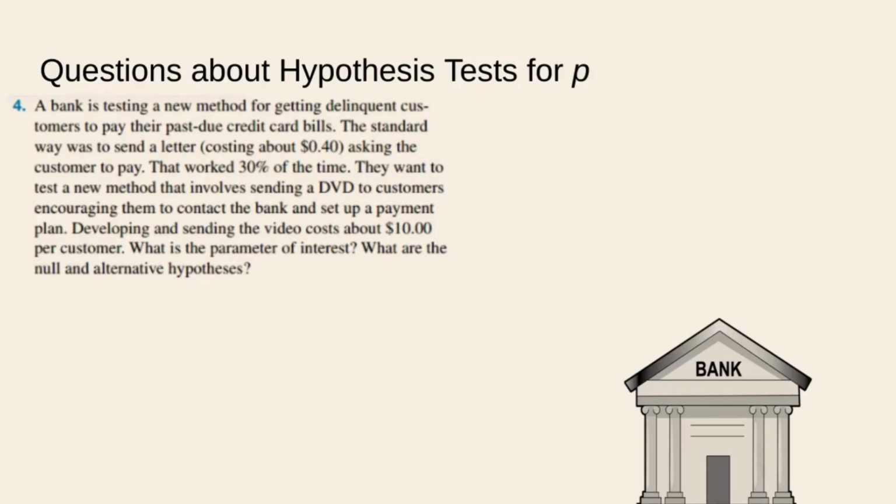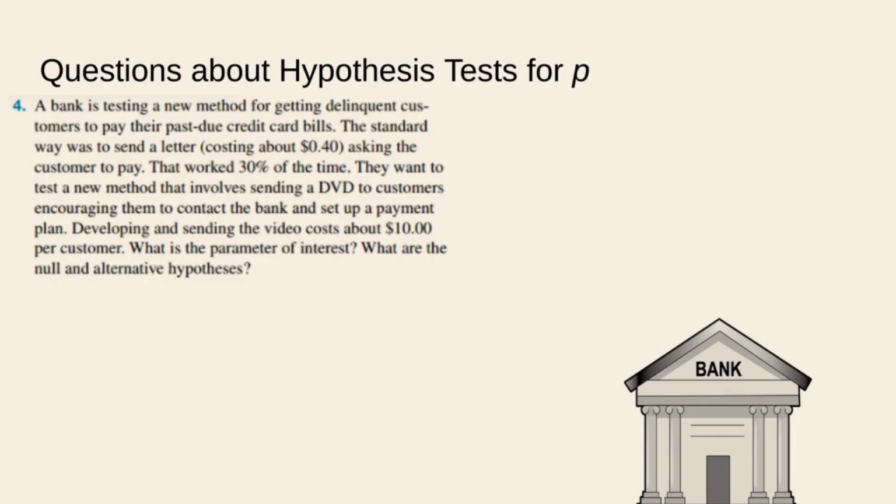Welcome back, AP Stat. This is the last installment, the fifth and last installment of Chapter 19, the first chapter on hypothesis tests, specifically for the proportion P. Let's answer a couple of questions that will employ some knowledge from the last couple of videos.